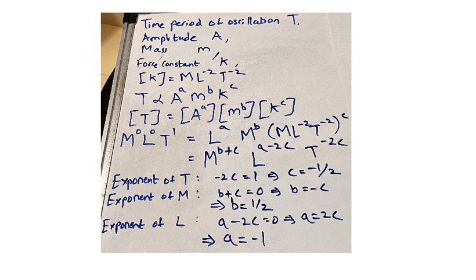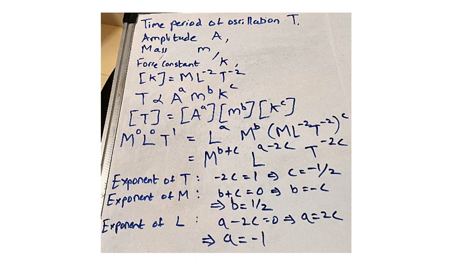So we have the dimension of T will be equal to the dimension of the amplitude raised to a, into the mass raised to b, into the force constant raised to c. So this T, time period of oscillation, will have the dimension of time as it's given in its name itself. So it will be M raised to 0, L raised to 0 and T raised to 1 on the left hand side. Then on the right hand side we have this a raised to a. The amplitude is basically length.